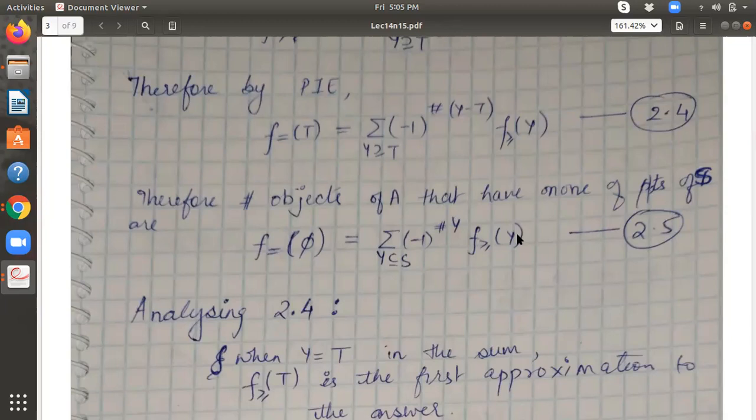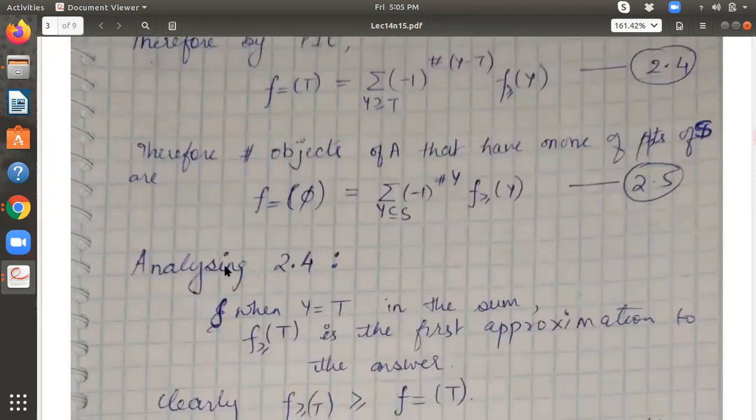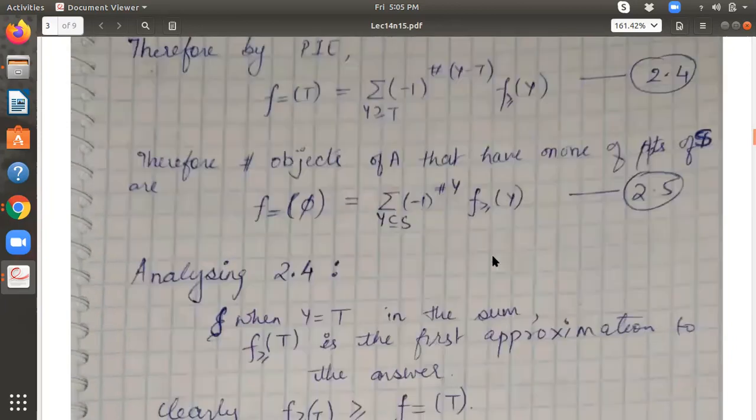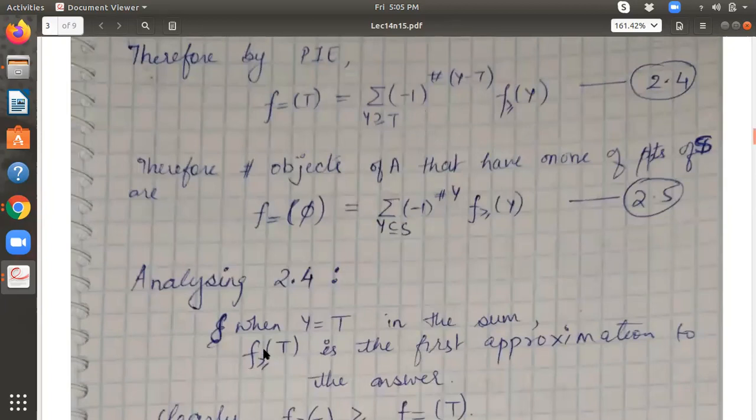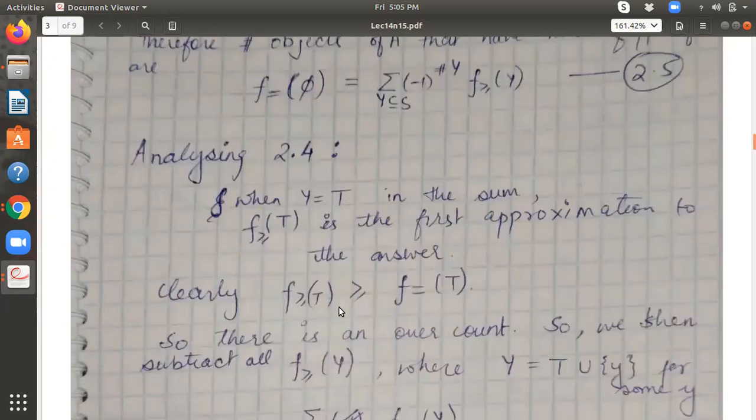So this analysis is what we discussed some time back: if you start with Y equal to T in the sum, here you have f greater than or equal to T as the first approximation to the answer. You have the number of all those elements which satisfy at least the properties of T. But to find the exact number, you have to slowly keep bringing this number down. So first of all, f greater than or equal to of T is at least as big as f equal to of T. This is clearly an overcount.